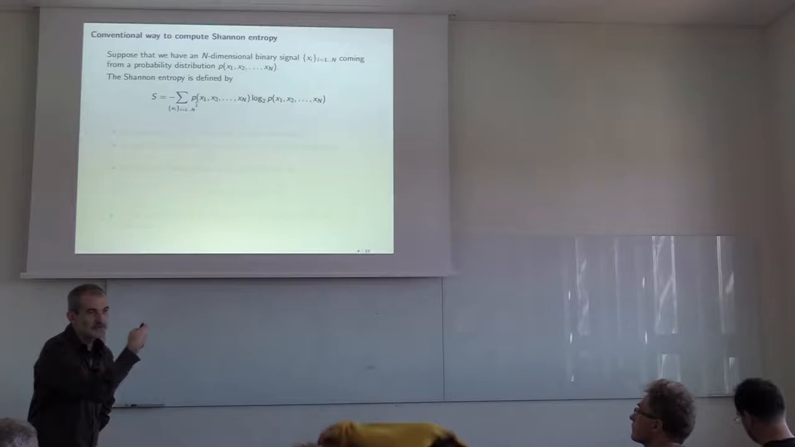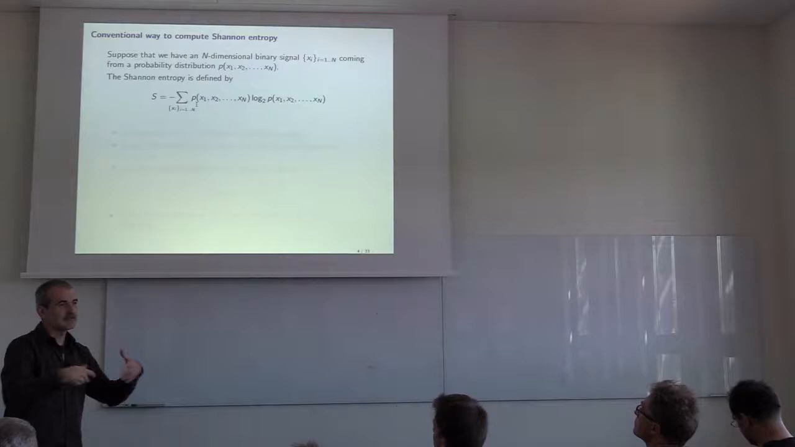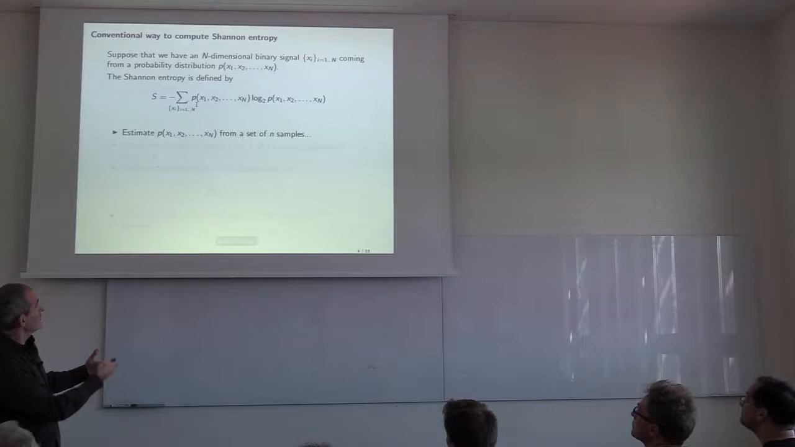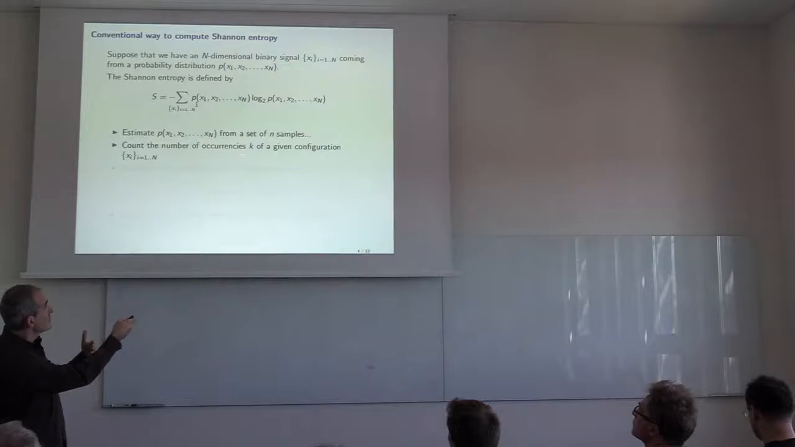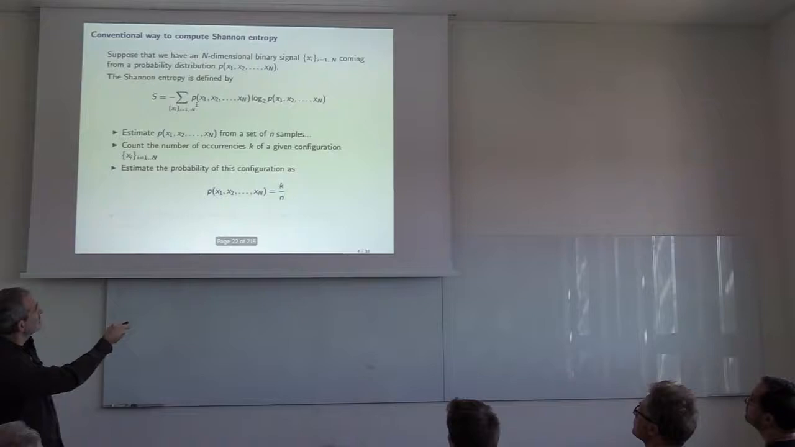And here, the main problem to use this formula is to estimate the probability distribution, because usually we don't have it given as a formula which we could just use, or it's too complicated to use. So we want to estimate this probability distribution from data. The standard simplest way, of course, is if we have a set of n samples, then just count the number of occurrences, k, when a given configuration appears. And then make a histogram, and for each configuration we have a number of occurrences, and then we can estimate the probability of this configuration to be k divided by the total number of samples.